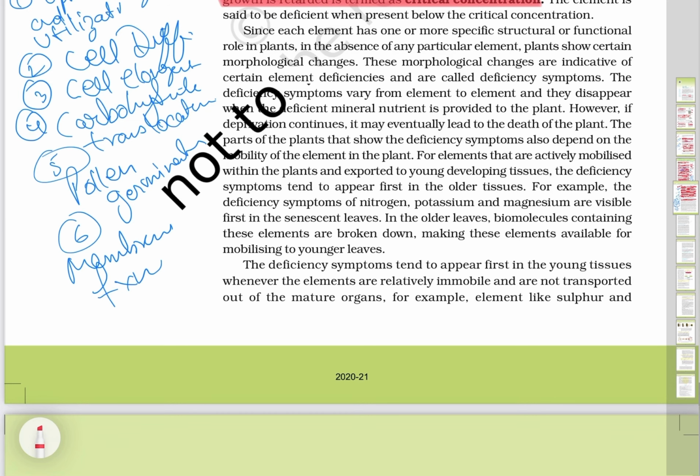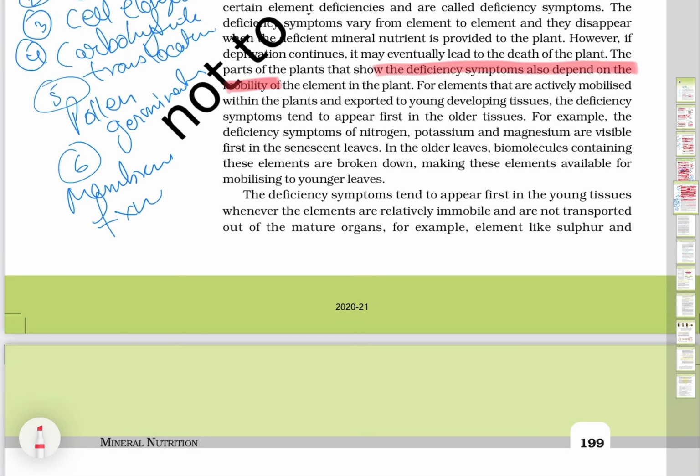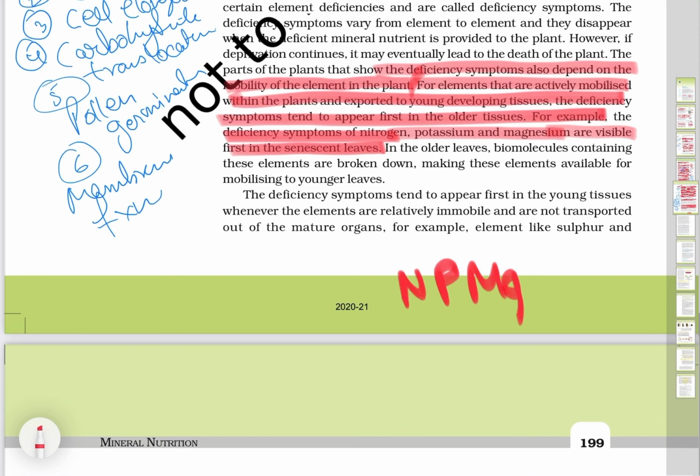For elements that are actively mobilized within the plant and exported to young developing tissue, the deficiency symptoms tend to appear first in older tissue. For example, the deficiency symptoms of nitrogen, potassium, and magnesium are visible first in senescent leaves, because these elements are transported to young leaves. In older leaves, biomolecules containing these elements are broken down, making these elements available for mobilizing to younger leaves.